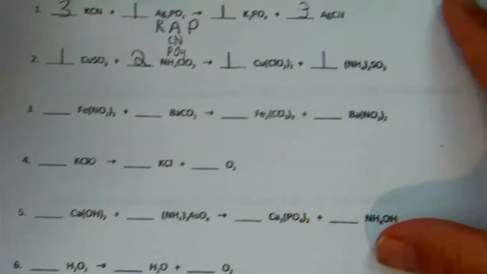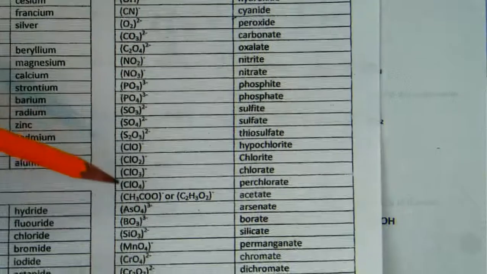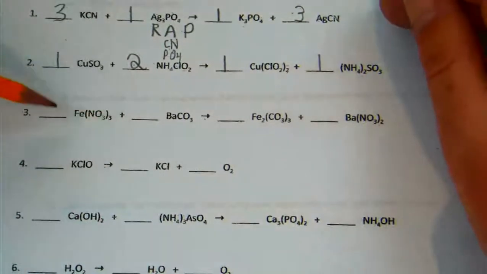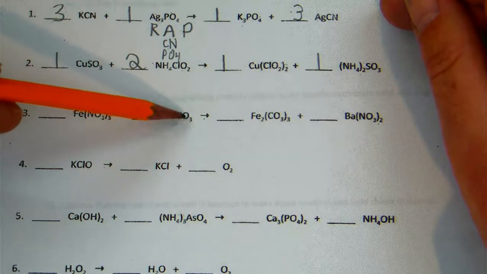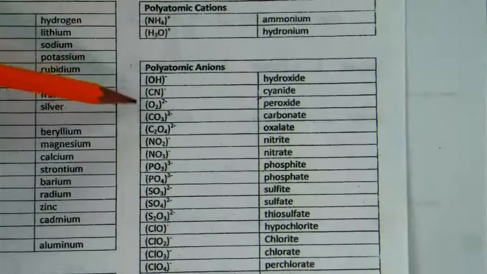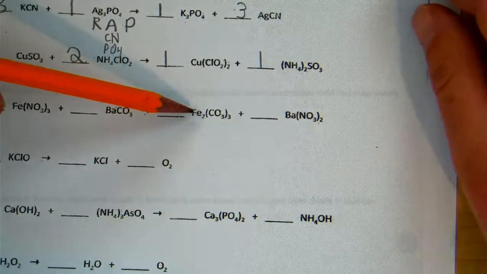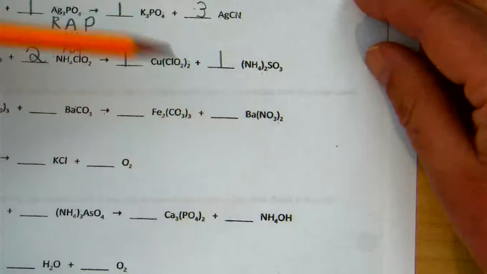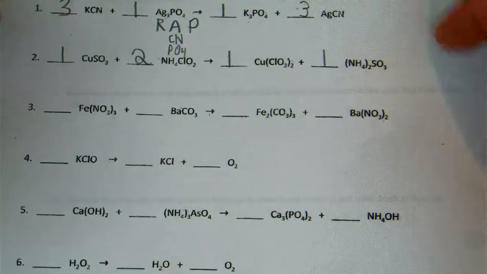Number 3. Fe is iron, NO3 is, I want to say nitrate, but let's look it up. NO3 is called nitrate with a 1 minus charge. So because I need 3 of those, this would be iron, Roman numeral 3, nitrate, combined with barium carbonate. CO3, if I'm remembering this right, yeah, carbonate, to yield, excuse me, iron 3 carbonate and barium nitrate. This appears to be a double displacement reaction to me. And now let's just get on with balancing it.